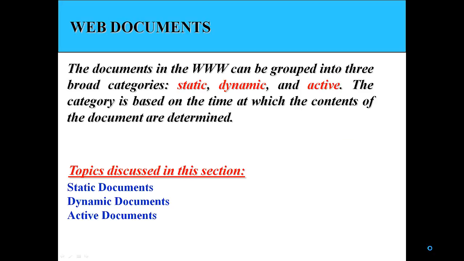So, web documents. The documents in the World Wide Web can be grouped into three broad categories: static, dynamic, and active. The category is based on the time at which the contents of the document are determined. This is very important, and even to this day, I know so many technologists who don't understand these differences. So this is really important. So now we're going to tackle these three subtopics: static documents, dynamic documents, and active documents.